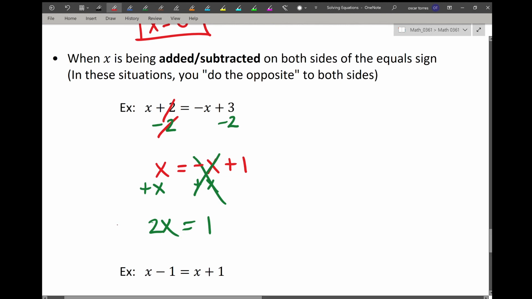At this point, we're almost done, but the x still isn't by itself. It has a 2 attached to it. 2x is the same as 2 times x. So right now, x is being multiplied by 2. The opposite of multiplying by 2 is dividing by 2. So we need to divide both the left and the right hand side by 2. This leaves me with the final answer of x equals 1 over 2, or 1/2.